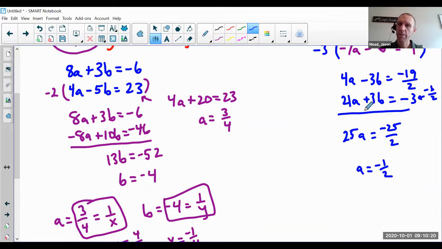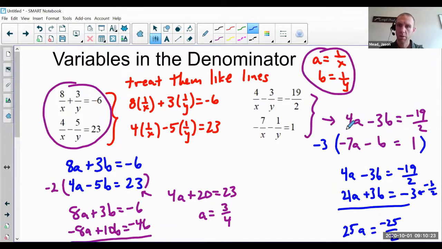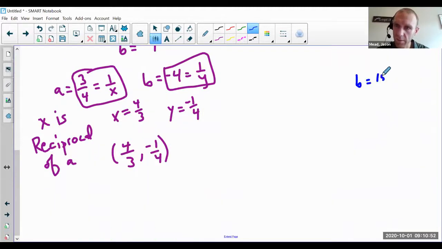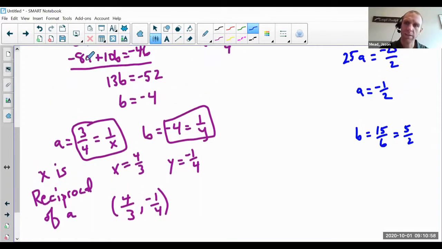Then I can take that and sub it back into either equation. If you sub it in here, it ends up being a nice number. So 4 times negative 1/2 is negative 2. I add 2 to both sides. So 2 is really 4/2, so I have negative 15 over 2. Then if I divide by negative 3, I get b equals positive 15 over 6, which can reduce to 5 over 2. So A is negative 1/2, B is 5/2.